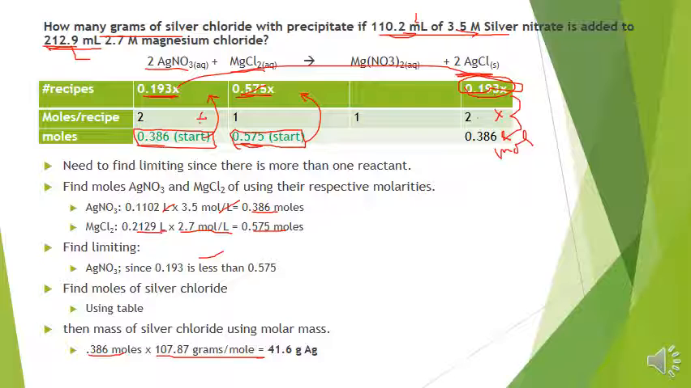Okay, this is not right. This is not the molar mass of silver chloride. Okay, let me get that for you. That's just the molar mass of silver.